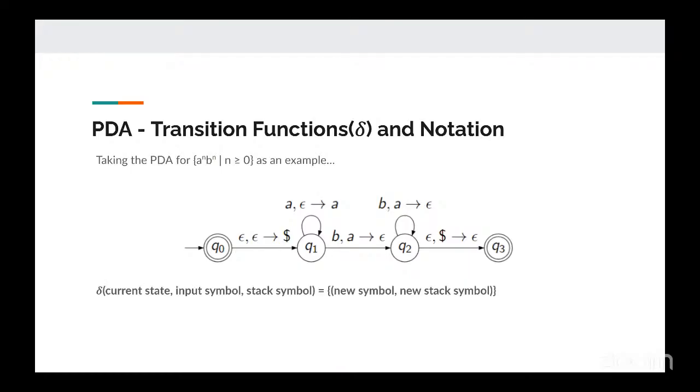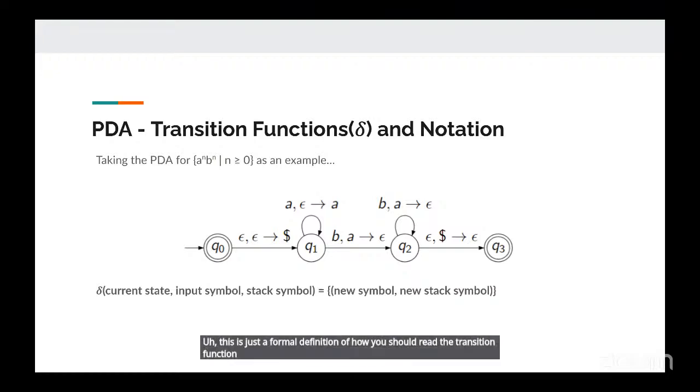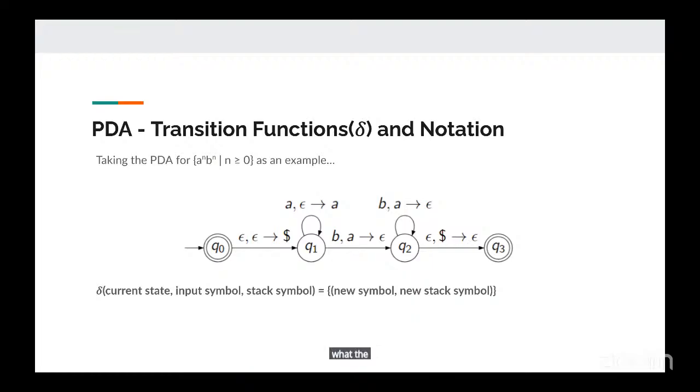But we'll move on. This is just the formal definition of how you should read the transition function. There's 3 inputs. It's what state you're currently at, what the input symbol is that you're reading in your string, what the stack symbol is at the top of the stack, and then the new state you move to. Sorry, that's new state, not new symbol. And then a stack symbol for what you push onto the stack.